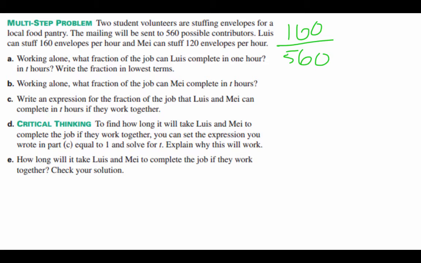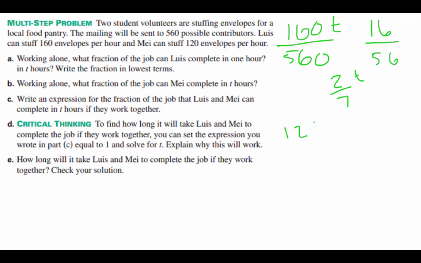Okay. Now, if they want us to say in a number of hours, we convert 160 t, as he can stuff 160 envelopes in 1 hour. All right. So that would be there. Now, it does say lowest terms, so we have to simplify this. I would start by taking out my 10, be left with 16 over 56, and then find out what could possibly go in there. Well, 8 goes into both, so it's 2 over 7 t. That is your answer for number 1.